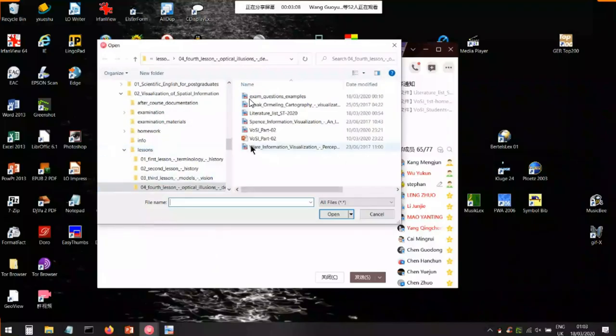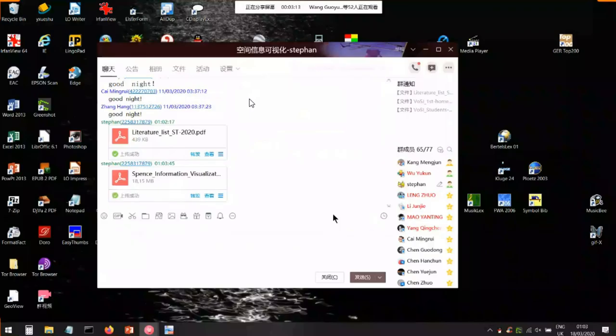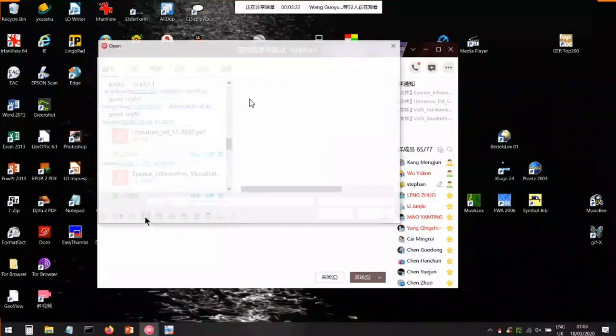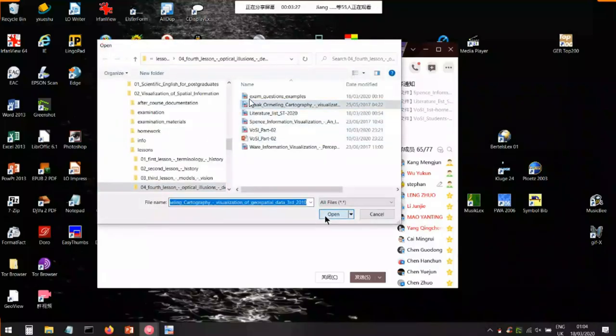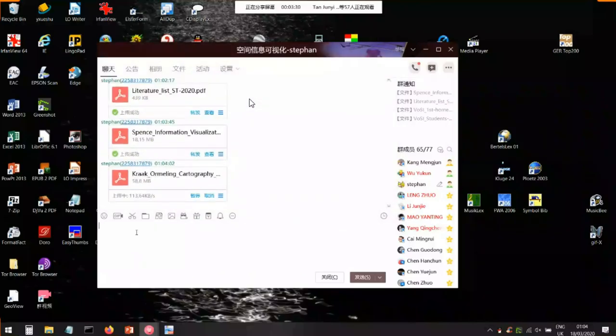So this is the book of Spence. Oh, that fast, really? Interesting. So please try if you can download it, if that really works. I also can send you the book of Krag and Ormeling. Strange. The first book just took a few seconds. And that one, although it's larger, but not so much larger, it seems to take much, much longer.